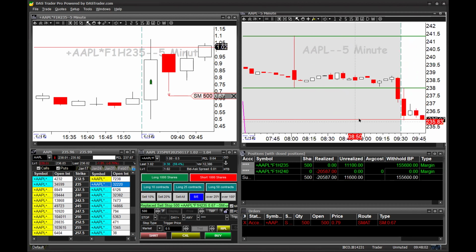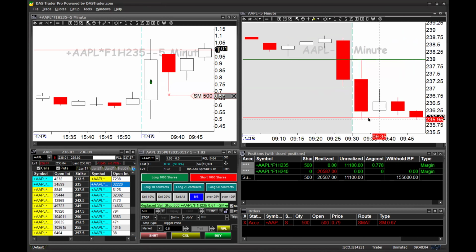Okay, let's have a break of low of day. Come on, Apple. If we don't get that soon, then I might prematurely shut this one down.